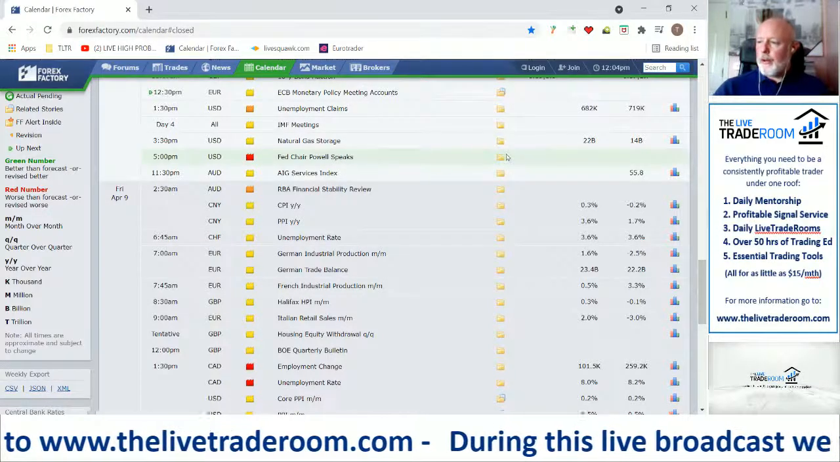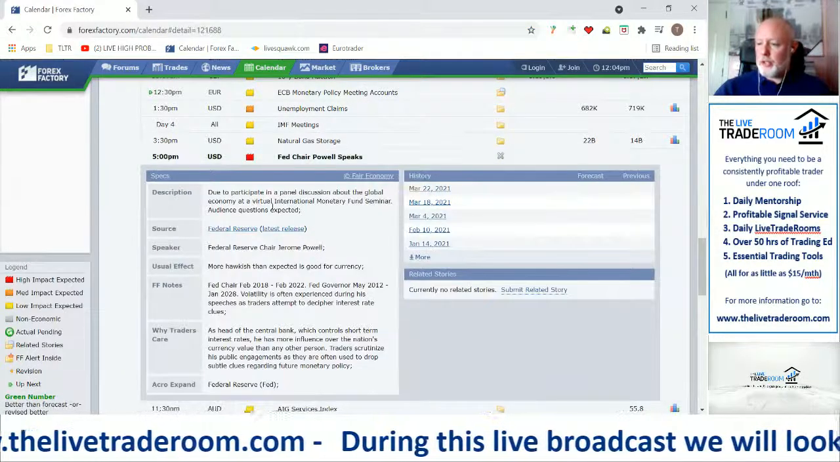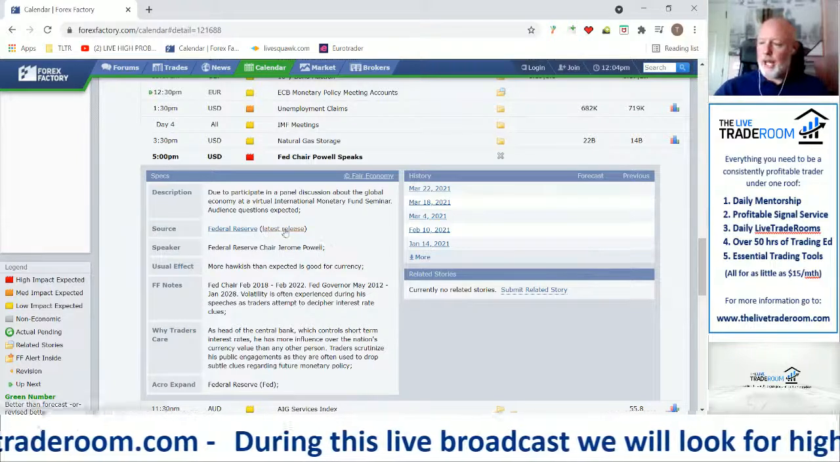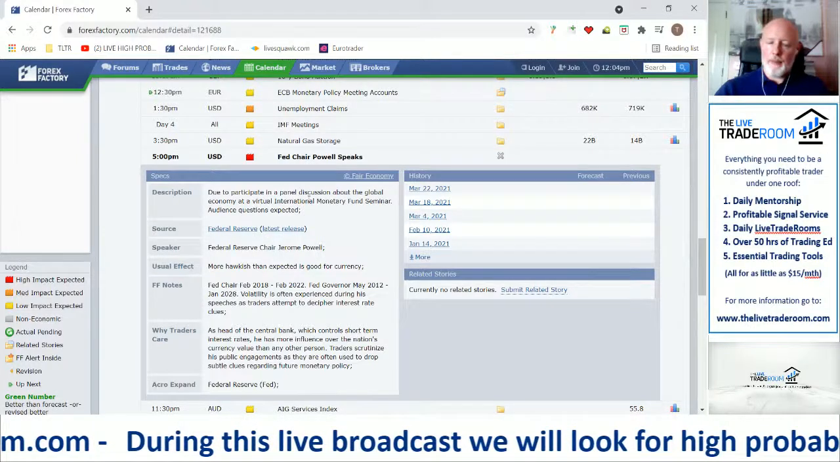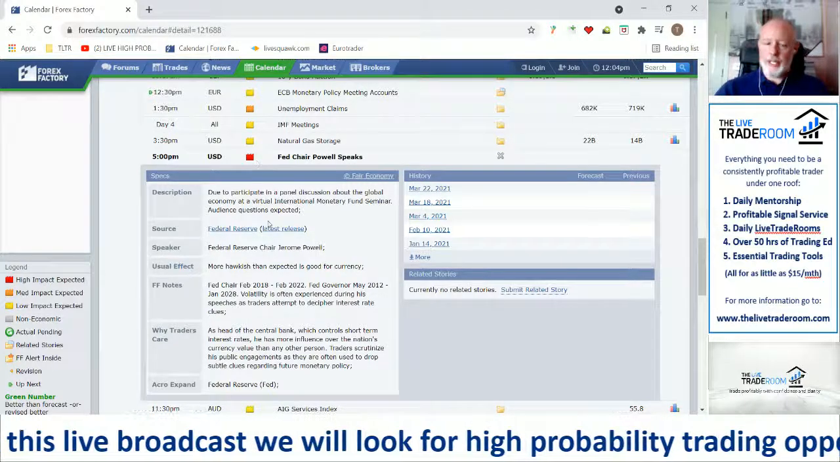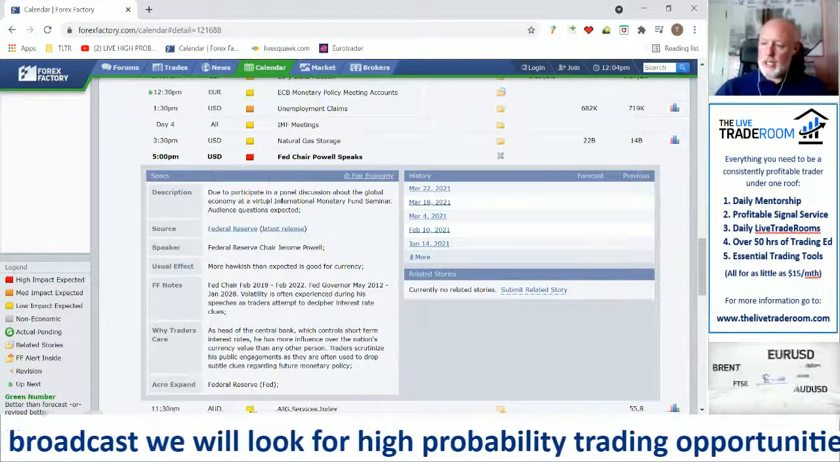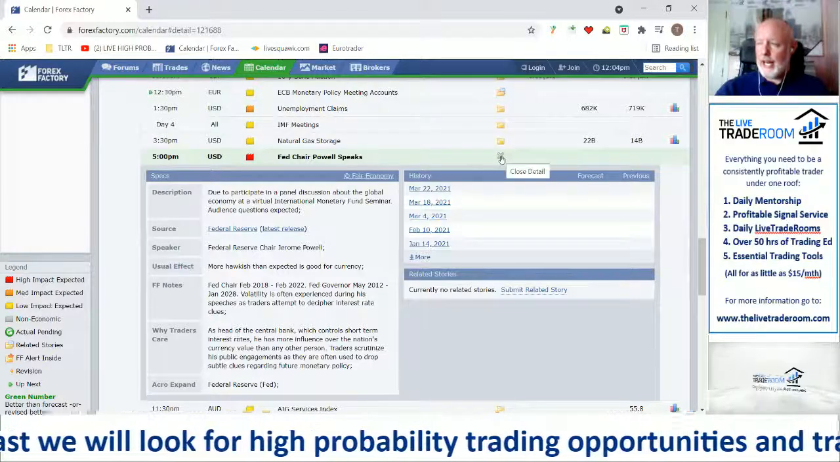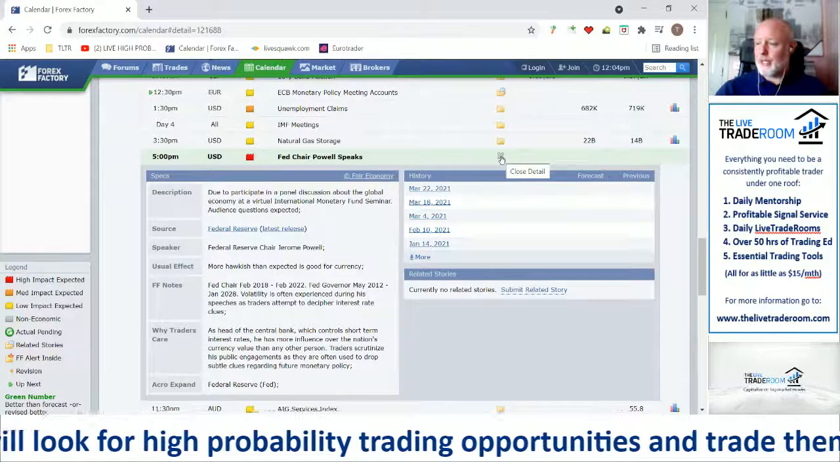Today at 5 o'clock we have Fed Chair Jerome Powell due to speak, so we just need to be mindful of that before getting into any US indices or US dollar trades, just in case it's likely to be potentially a volatile event. So we'll have to wait and see on that one.